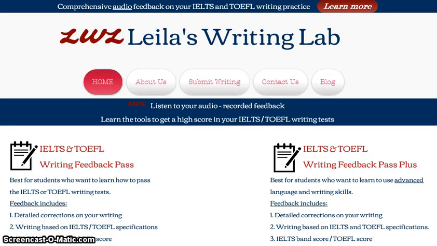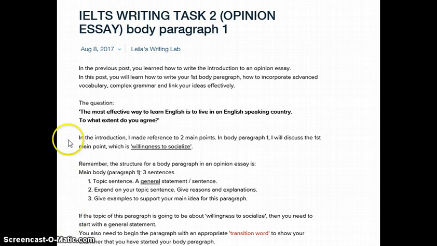My name is Layla. In this post, I have written the post and I'm going to publish it on my blog, but at the same time I have decided to record my voice in order to give a little bit more explanation as well, because I've used some advanced vocabulary, grammar and linking words, and I want to explain this for students who might find it a little bit difficult to understand.